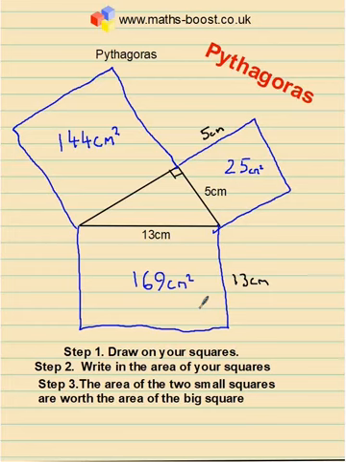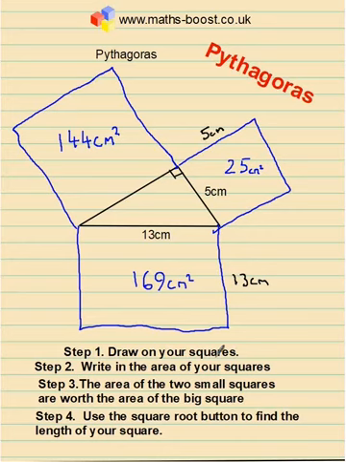This is a very common area where students make mistakes because they forget to just check which is the biggest square, and the two small squares must add to give us the big square. And again, if I add these two small squares up, I do indeed get the area of the big square. And finally, step 4, we'll use the square root button on our calculator to find the length of our square.